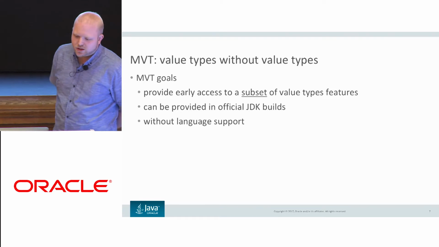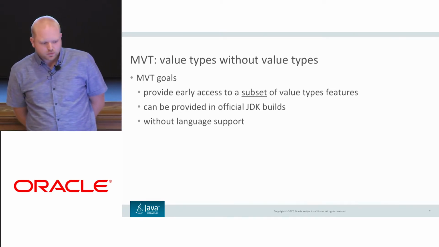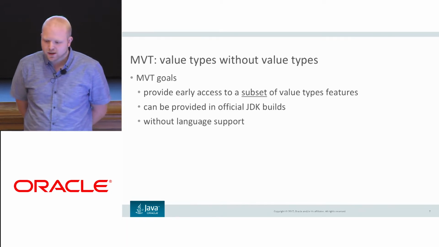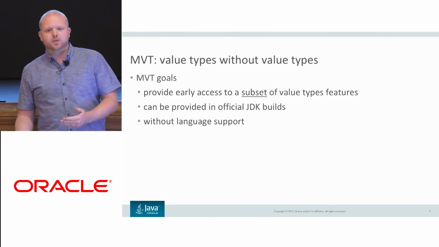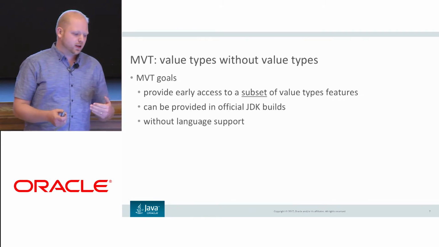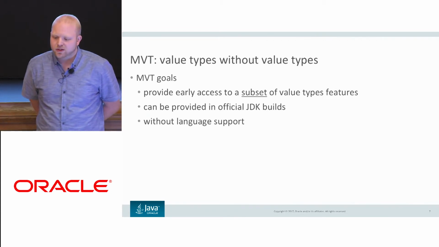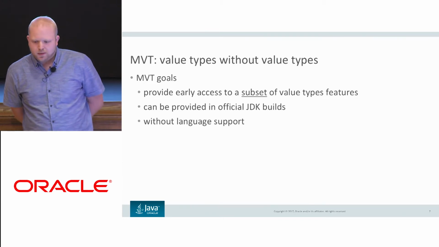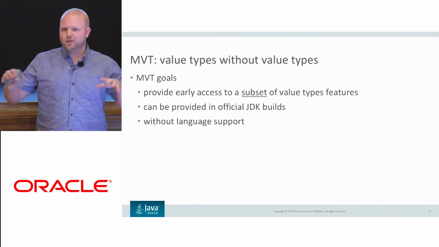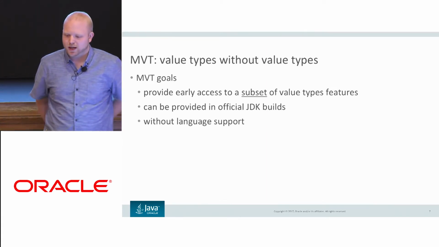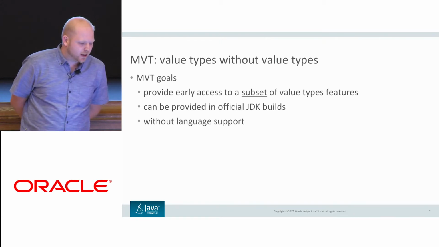So the goal of MVT is to provide some of the essential features of value types. And as Maurizio covered on Monday, we're doing this without language support. We're doing it with bytecode generation and method handles. So no language support, but we're hoping that MVT is a step in the right direction. But the "minimal" part means we have to do some tiny little side steps to make it happen. So how do we do value types without actually doing value types?